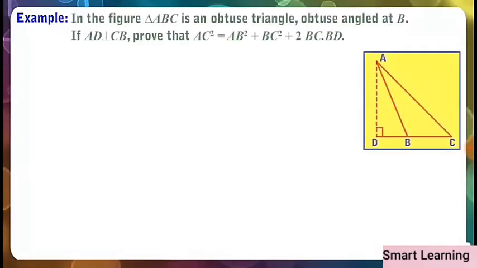Let's take the next example. In the figure, triangle ABC is an obtuse triangle, obtuse angled at B. If AD is perpendicular to CB, prove that AC square is equal to AB square plus BC square plus twice BC into BD. Let's see the solution.